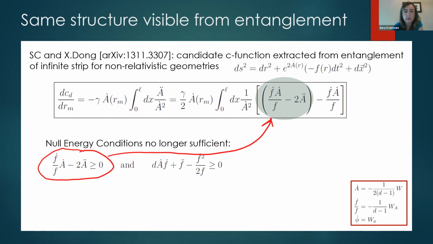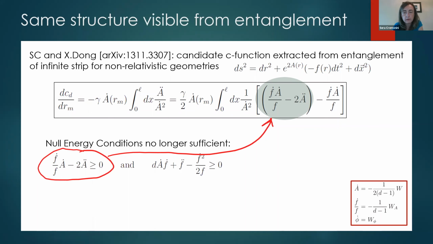But the thing that's interesting is that if you now try to use the null energy condition, you can essentially rewrite this term in this way, where we have broken it up in this particular combination, because this green piece here is precisely what you would get from the null energy condition. So this green term is positive, but then you have this other term which in principle could be negative. So you can start seeing why this C function is not going to be monotonic in general. The null energy condition is no longer sufficient.